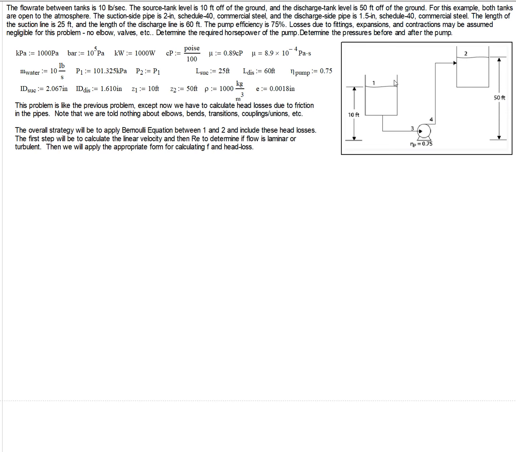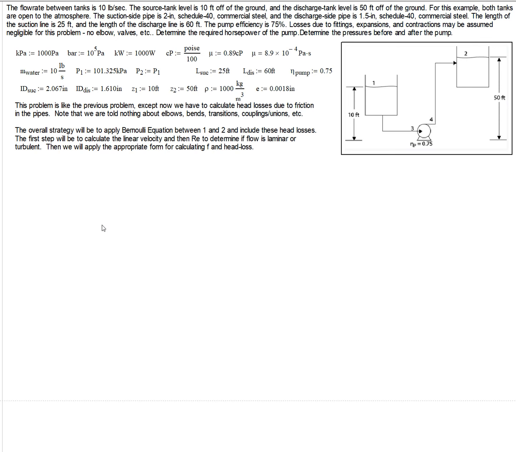We're told that both tanks are open to the atmosphere, and so we're going to use absolute pressure here. We're given the length of the pipes at the suction and outlet side, also the diameters. Note that the nominal diameters are different from the actual diameters, so you need to look these up and make sure that those are correct. I'm using a nominal density, and then we are also going to need a roughness factor for our pipe.